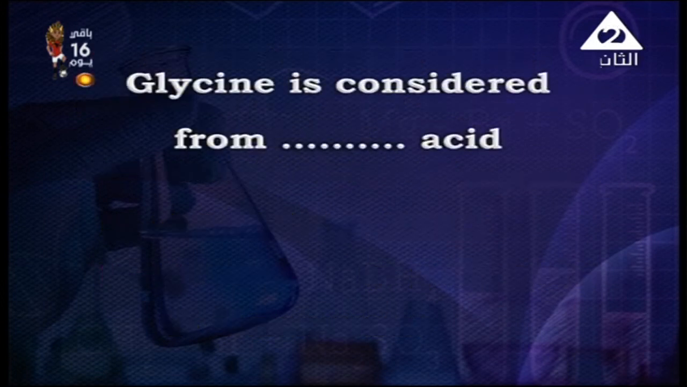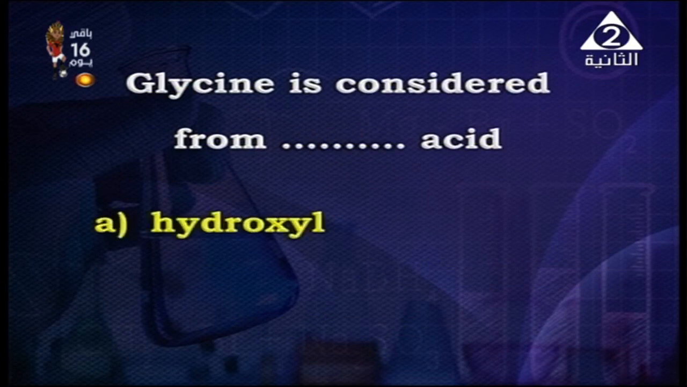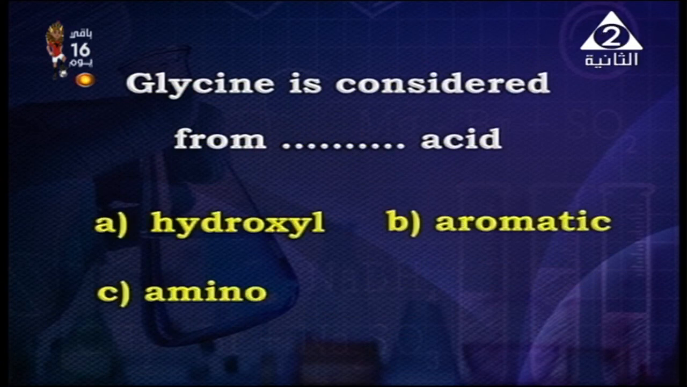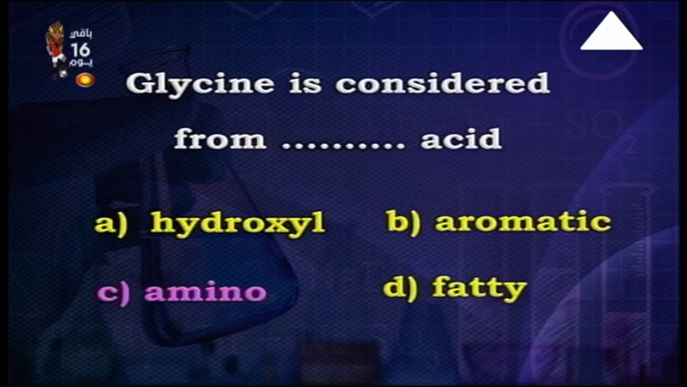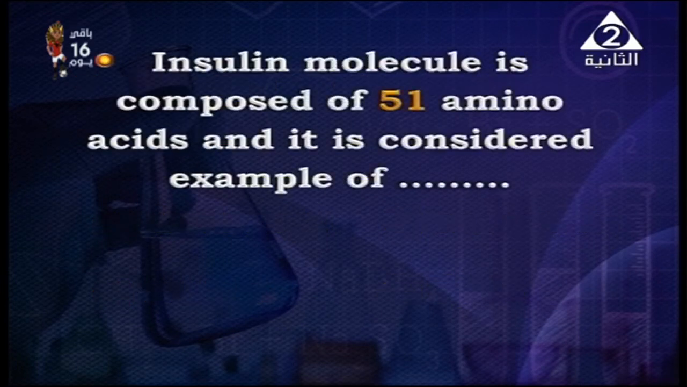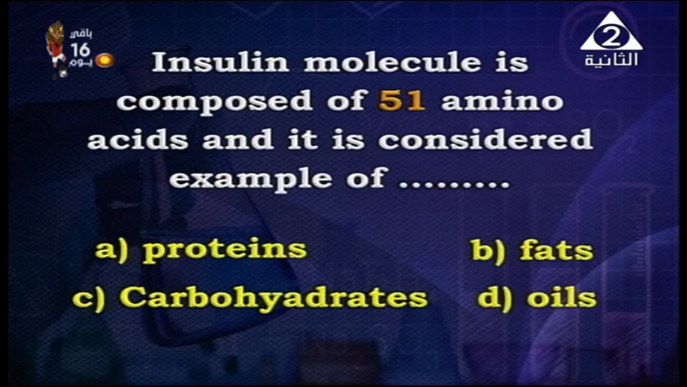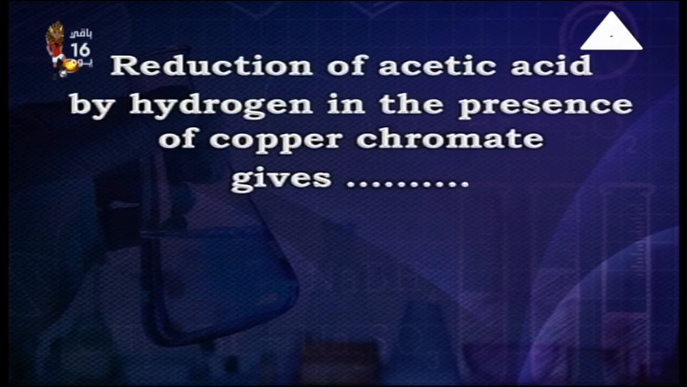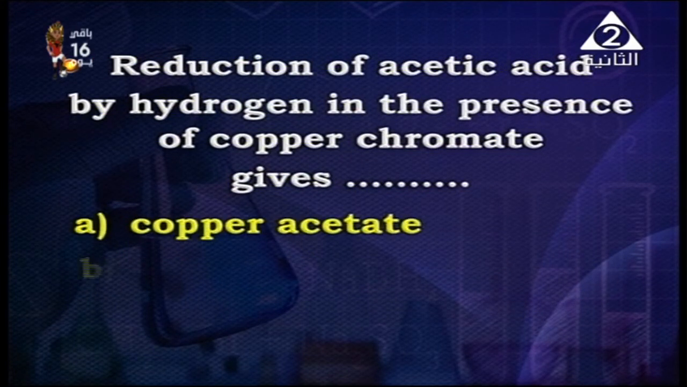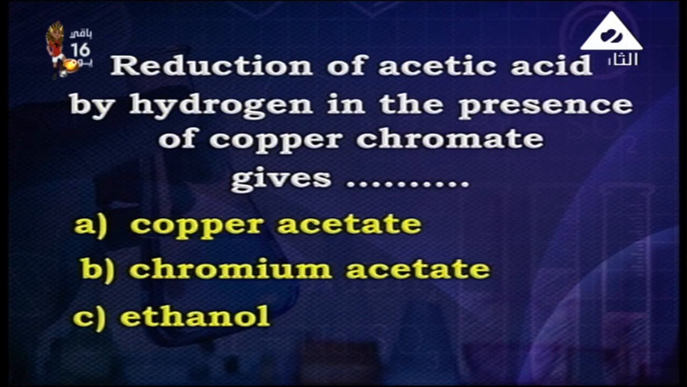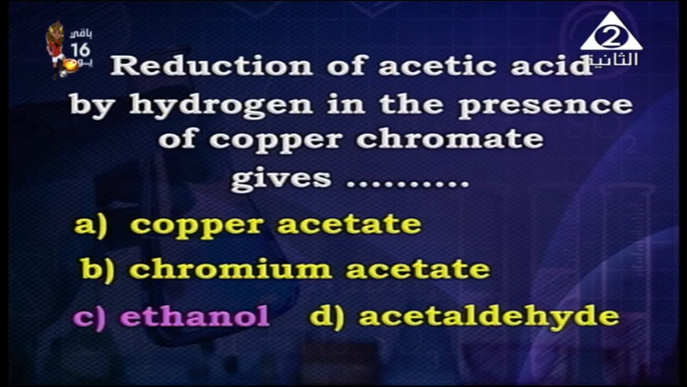Next point. Glycine is considered what kind of acid? Hydroxy acid, aromatic acid, amino acid, fatty acid. Yes, it will be amino acid. Next point. The insulin molecule is composed of 51 amino acids, and it is considered an example of what? Proteins, fats, carbohydrates, oils. It will be proteins. Reduction of acetic acid by hydrogen in the presence of copper chromate gives what? Copper acetate, chromium acetate, ethanol, acetaldehyde. Yes, it will be ethanol.